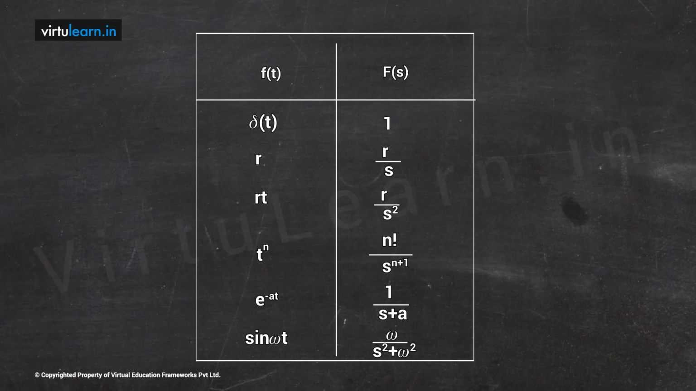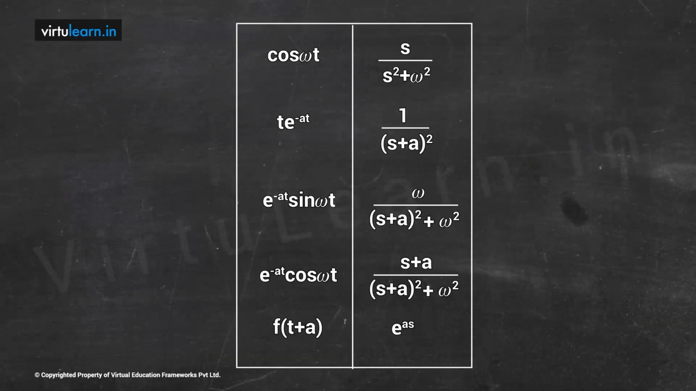Here I have f of t functions and here I have the equivalent F of s, the Laplace equivalent. The first one is the impulse, delta of t, and the Laplace equivalent is 1. Then I have constant r, which is r by s. I have rt, therefore the equivalent is r by s square. I have t power n, therefore n factorial by s power n plus 1. If you have sin omega t, it is omega by s square plus omega square, and cos omega t is s by s square plus omega square. Then for time shifting, e power minus at sin omega t is omega by s plus a whole square plus omega square. And e power minus at cos omega t is s plus a by s plus a whole square plus omega square.